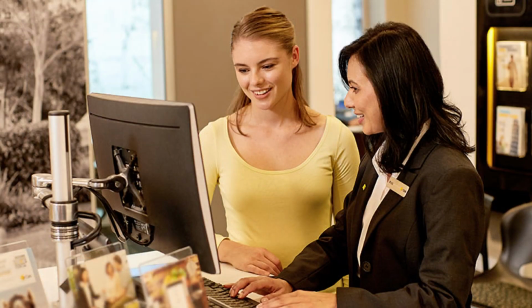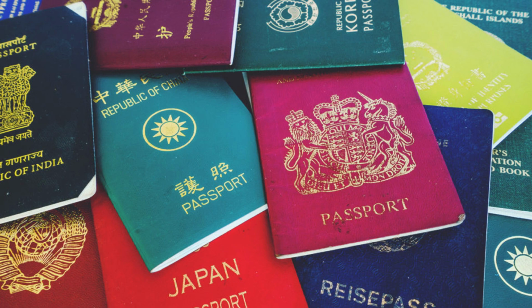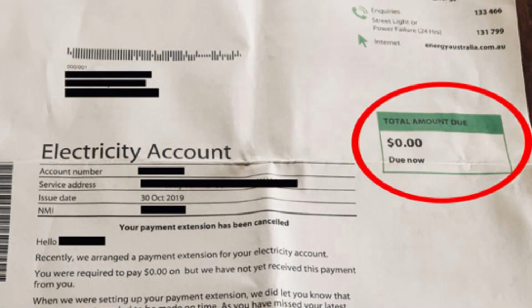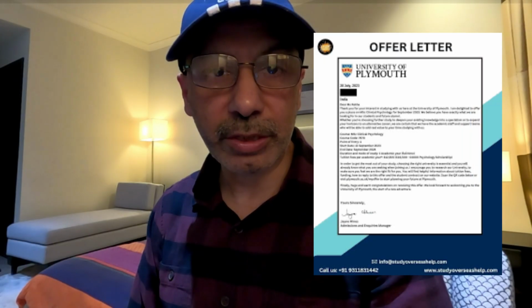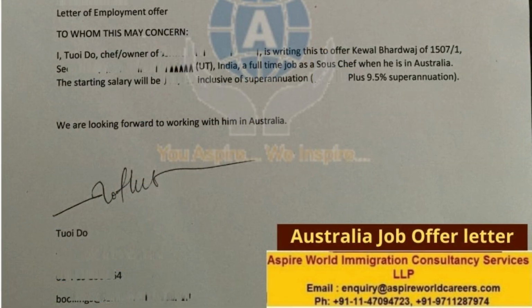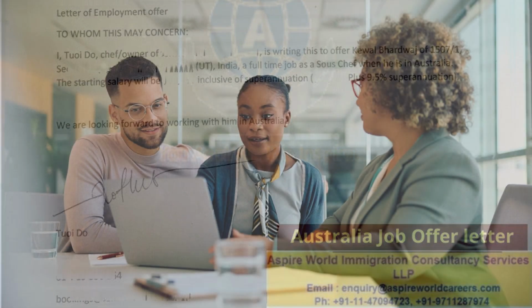Step 3. What documents do you need? When you go to the bank, take these documents: your passport, your Australian visa, and proof of Australian address. It can be a utility bill, lease agreement, or letter from your university or your work. Sometimes just your passport and visa are enough to start the account.